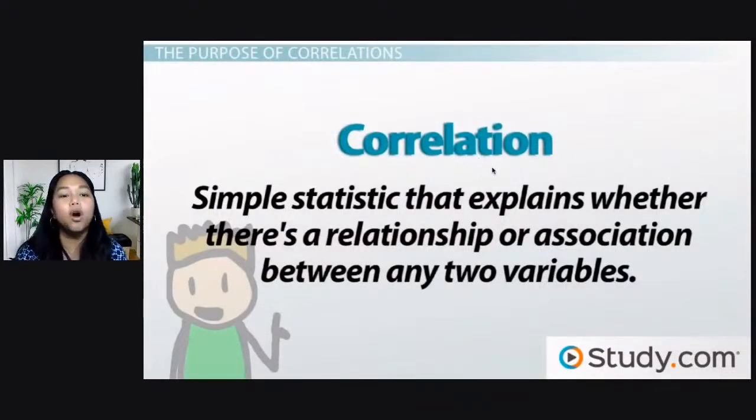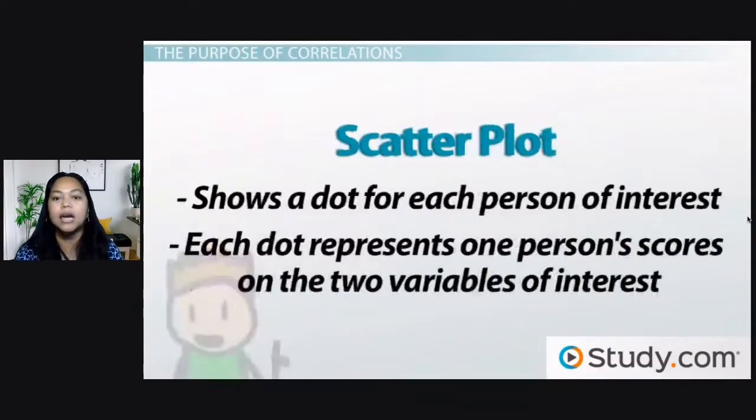Now you have the term correlation here. This is a simple stats that explains whether there's a relationship or association between any two variables. Okay, that's your correlation. Correlation. Meron bang relationship between these two variables? Okay.